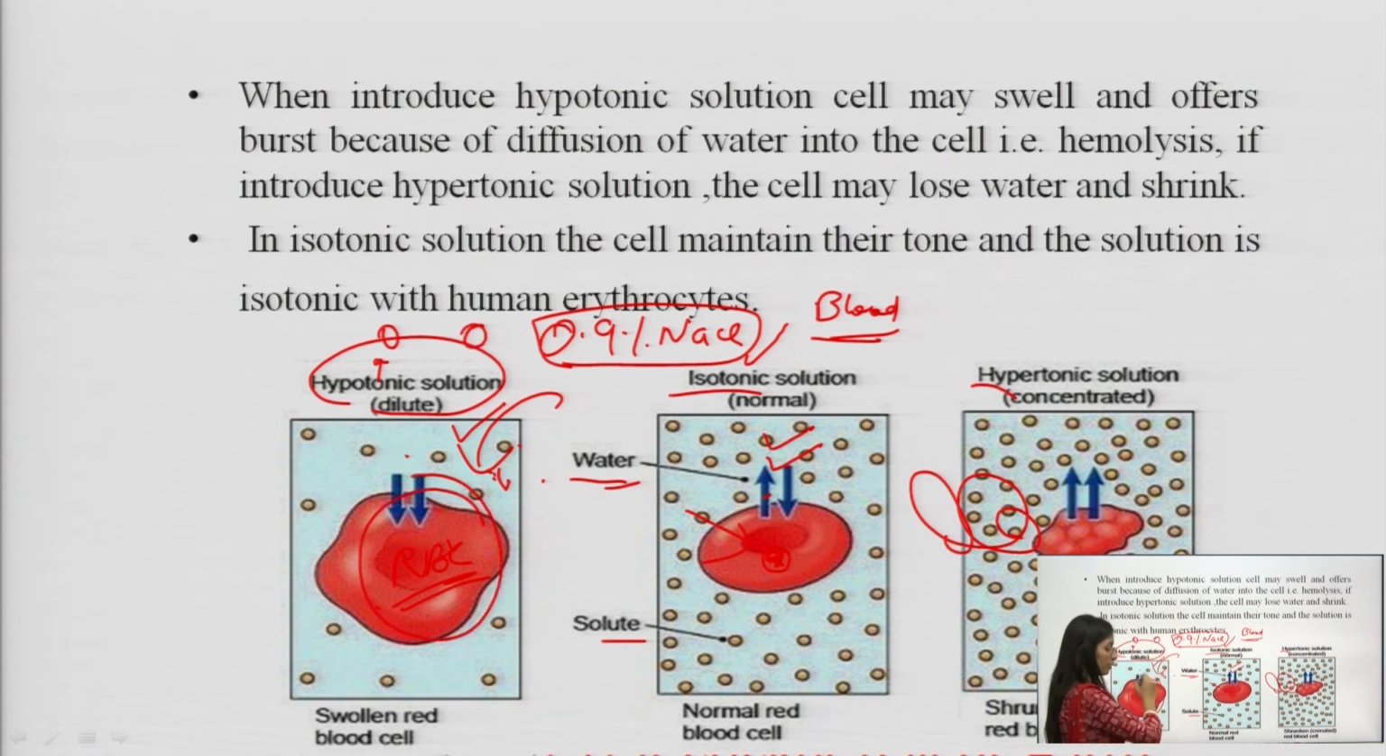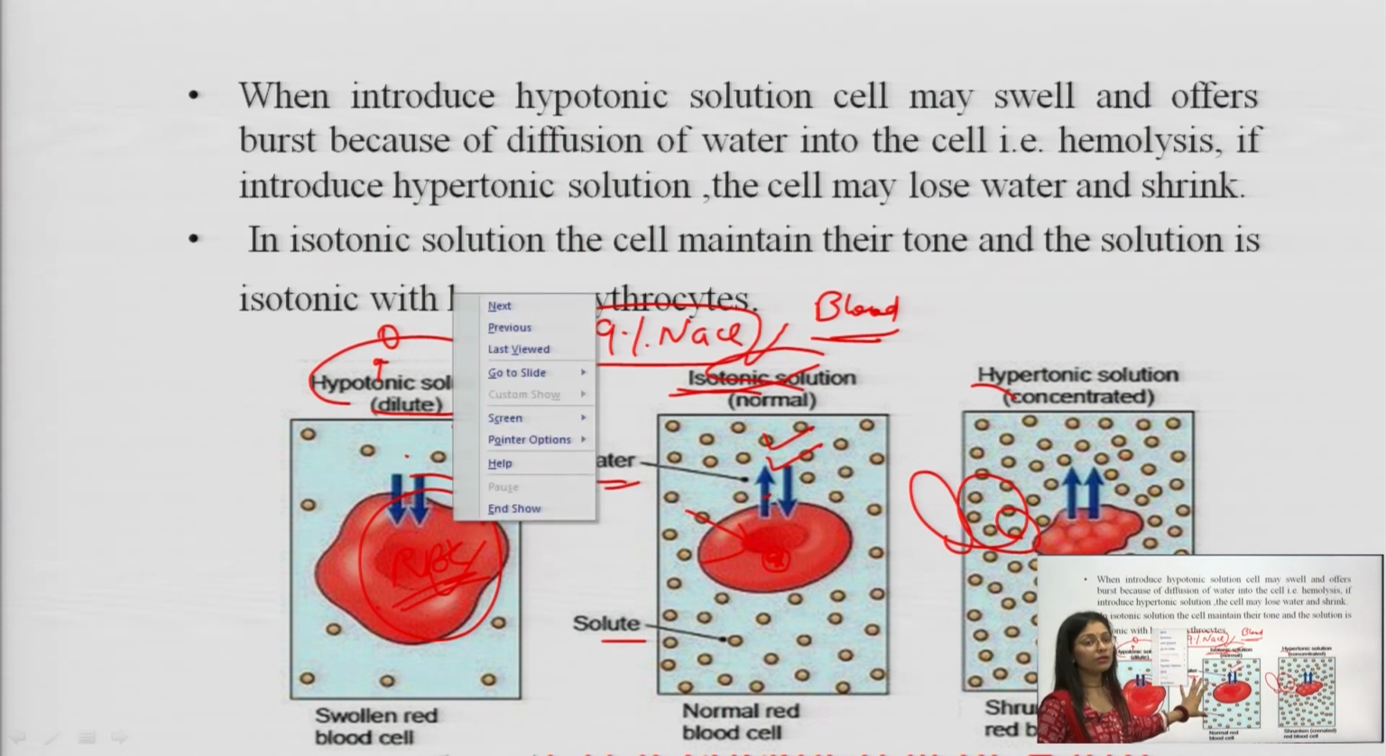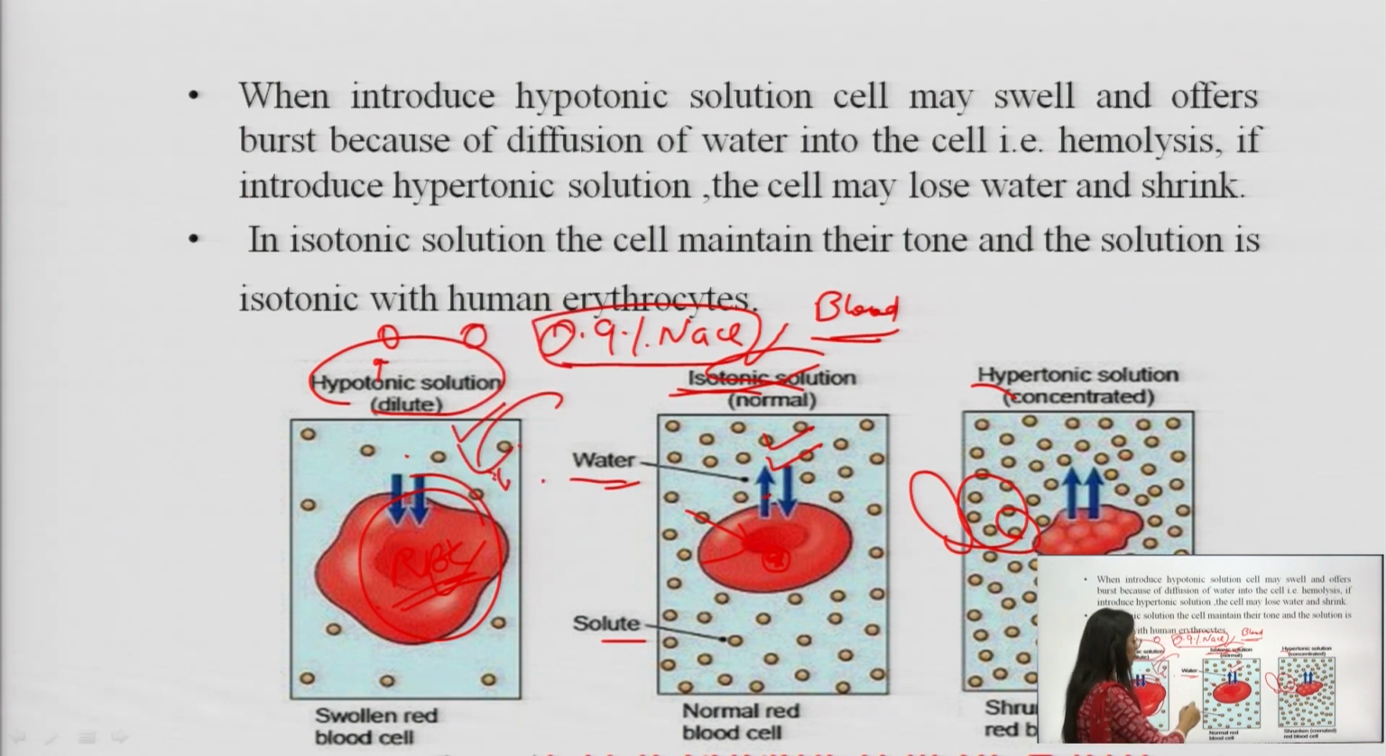Okay, so it is swelling. Hypo means swell, it is swelling. Okay, we want an isotonic solution. Why? Because we don't want our parenteral product to get damaged, and it can hinder the particular formulation.